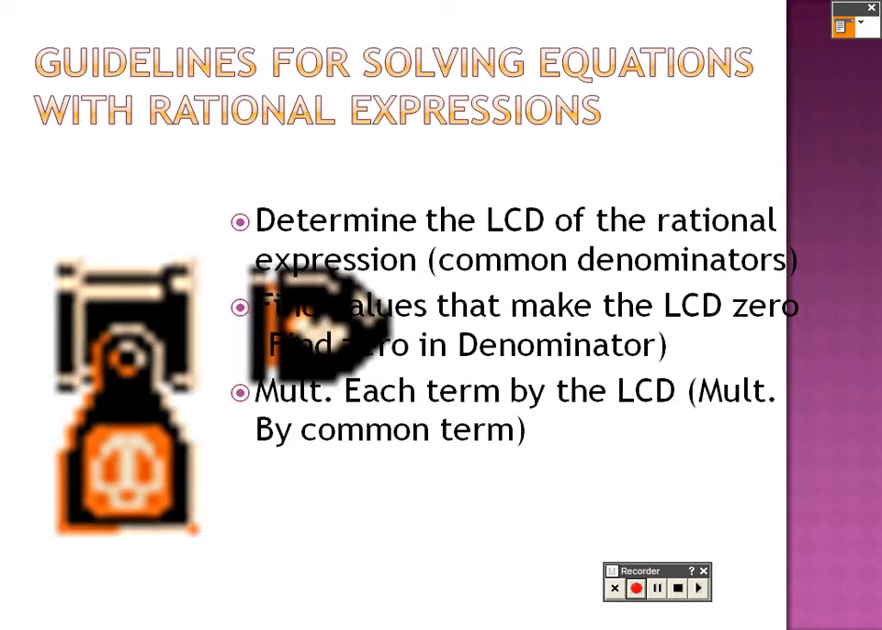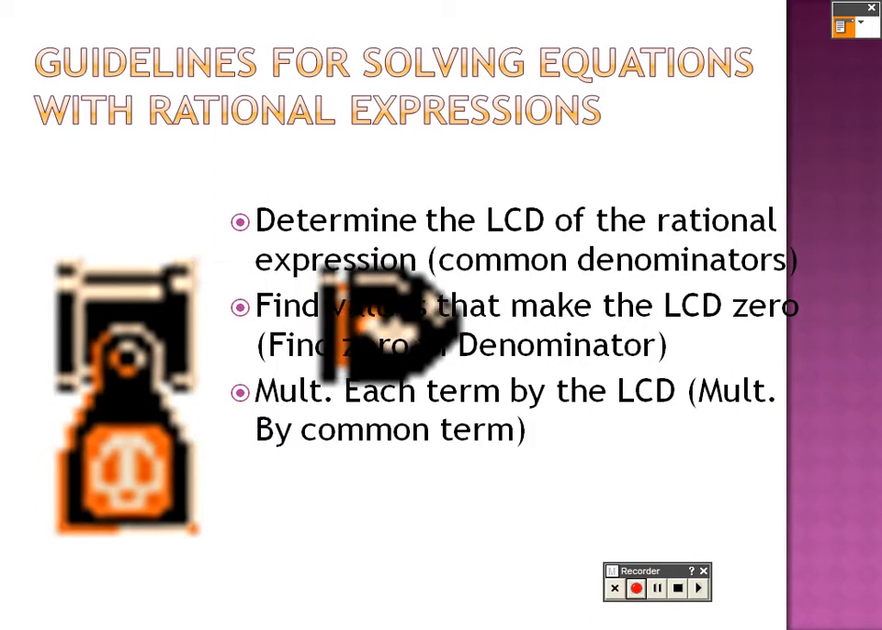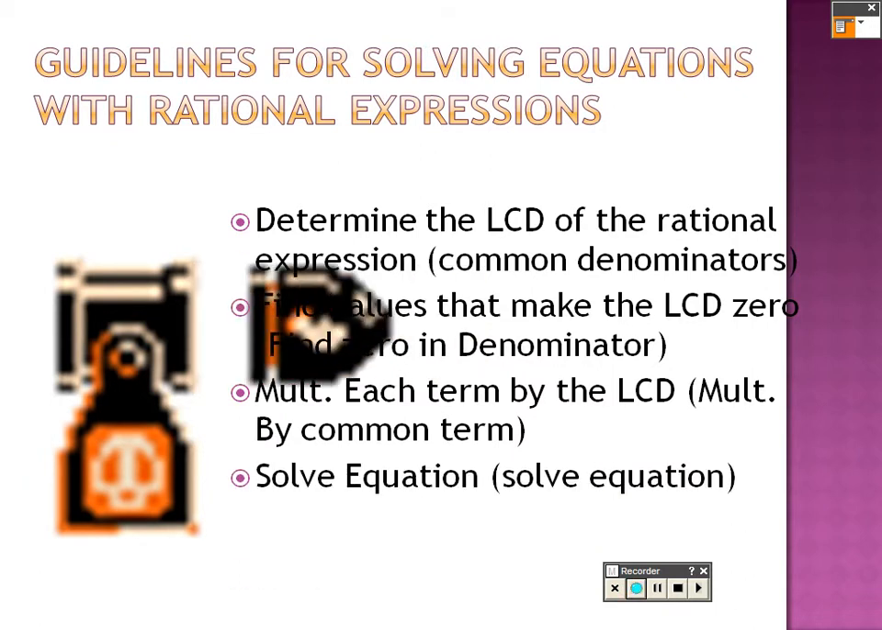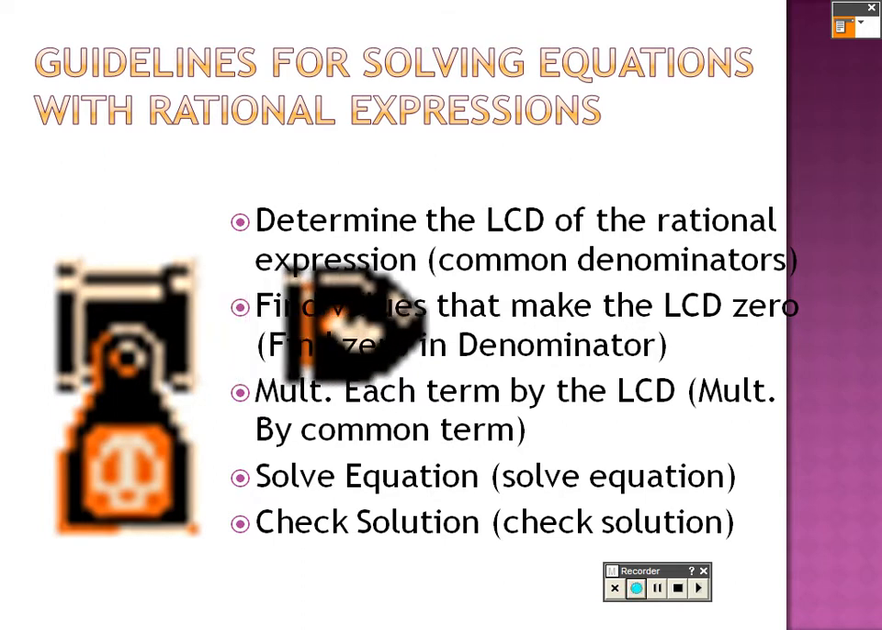And you want to multiply each term by those common denominators because you want to make them all be the same. And it's basically just like any other regular old fraction trying to find common denominators, what you're going to do, except now we're doing this with variables as well. And then you solve the equation and make sure you check your answer.